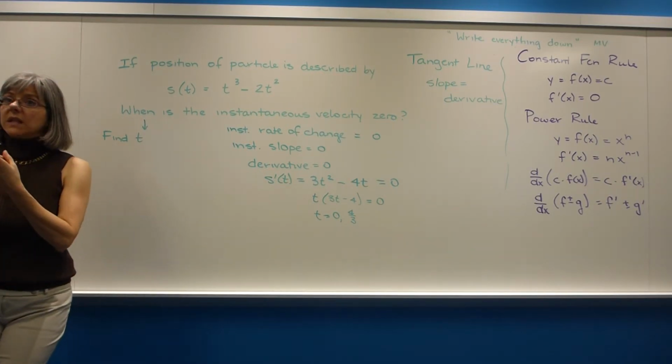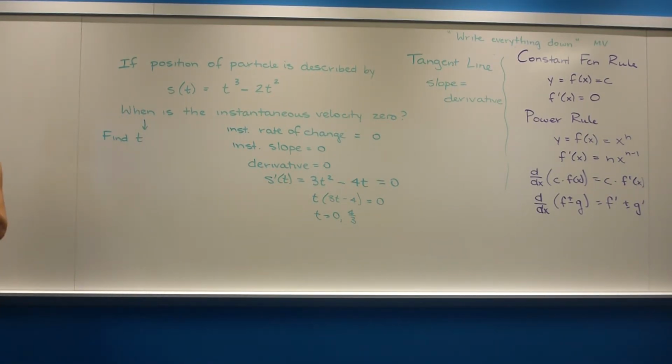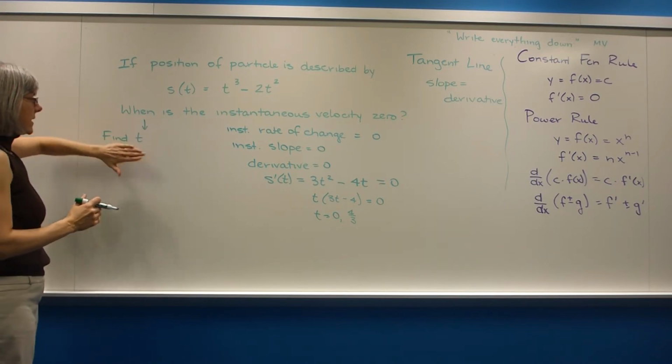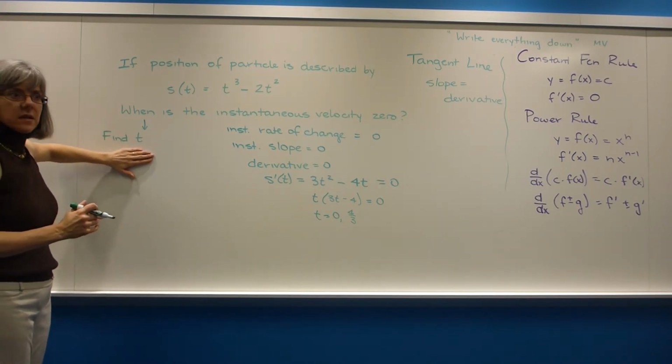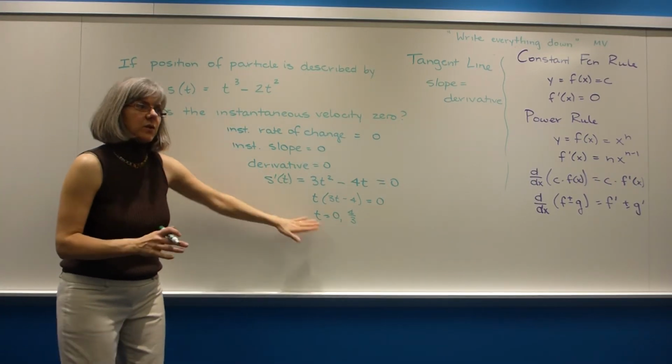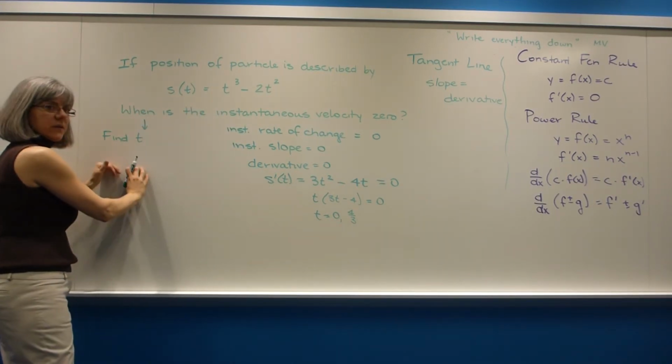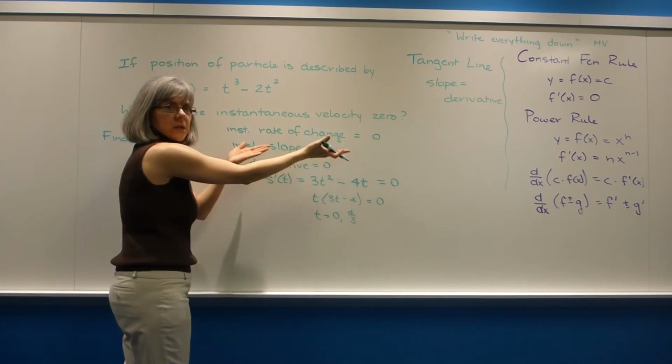So instantaneous velocity is instantaneous slope, is instantaneous rate of change, is derivative, is tangent line, all of those things wrapped together. So here's my answer. The thing that you're doing when you're pulling apart these sentences, pay attention to what you're trying to find, and then pay attention to your condition.